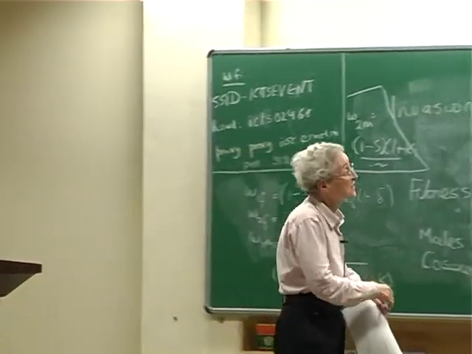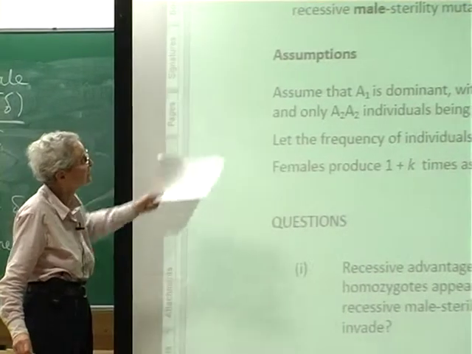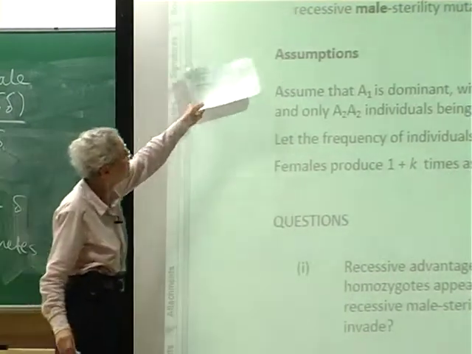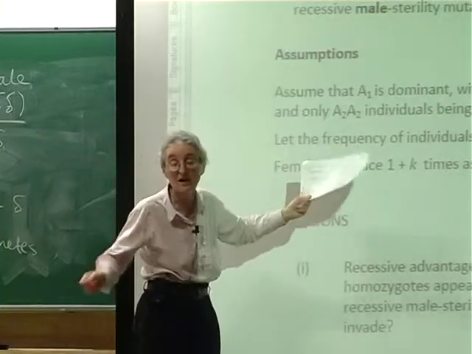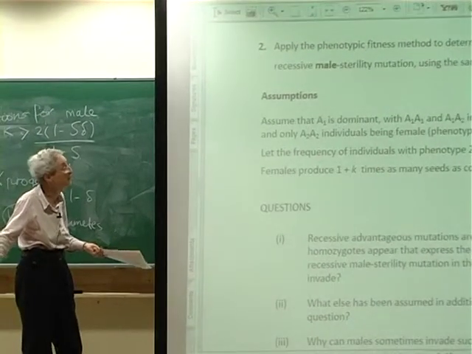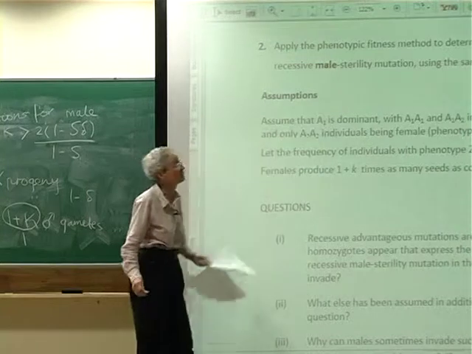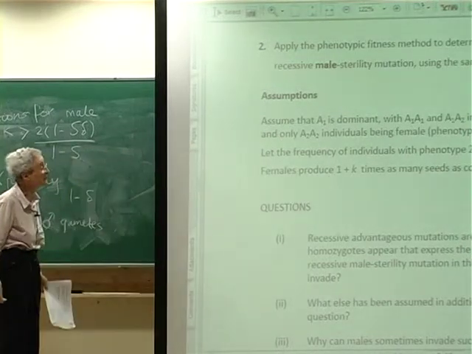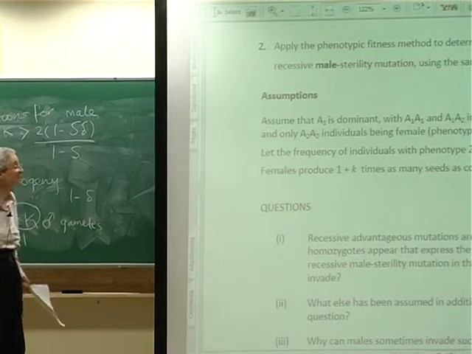I was now suggesting that we should do something a bit more complicated, apply the phenotypic fitness method to get the equilibrium frequency. Now, not of males. I don't want to look too much at males because these polymorphisms with co-sexuals and males are very rare, but polymorphisms with co-sexuals and male steriles, or females, those do occur, as I said, and I showed you a picture of a plant.